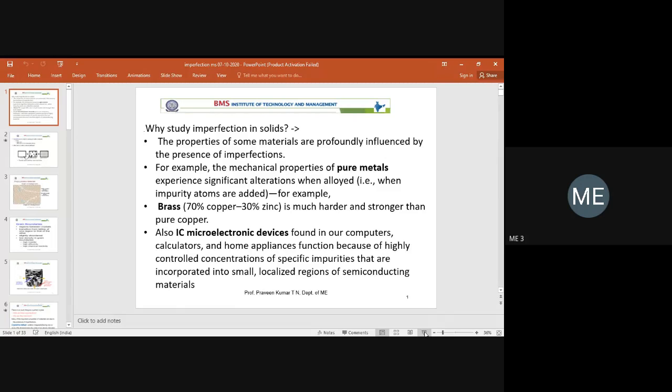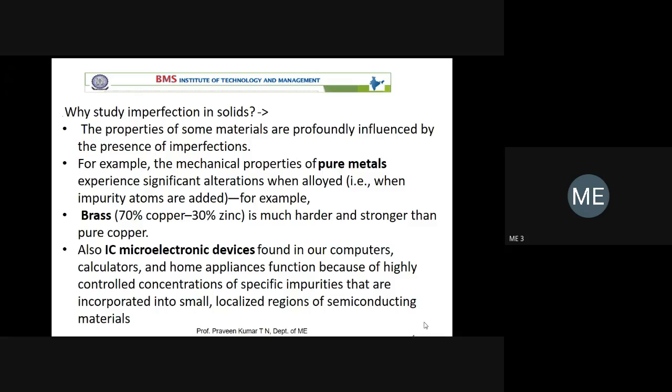So I'll spend a few minutes to discuss what we discussed in the previous class. One is the pure metal. Pure metals are not strong and do not have the properties required for engineering applications. To get better properties, you have to go for alloying.